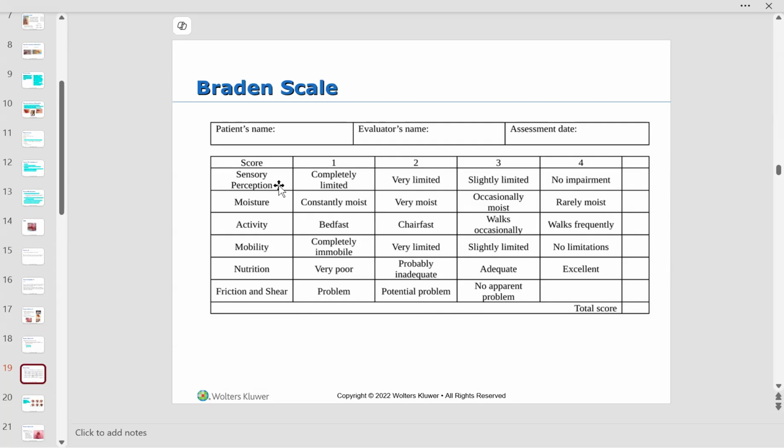It looks at their sensory perception, moisture, activity, mobility, nutrition, and friction and shear. So can they feel that they're wet? And all of these have 4 options except the last one. So you would choose a number, like if they're in a coma, they would be a 1, right? Completely limited. Moist, are they always moist? Sometimes, occasionally, or rarely? Again, you can read these, you give them a score, and then you total the score up. And that predicts the risk, okay?